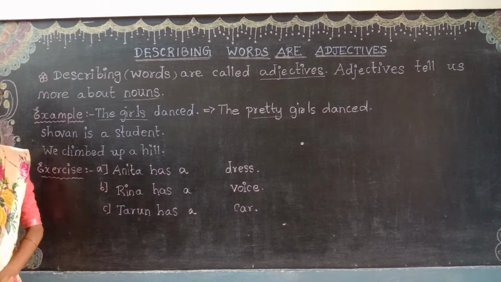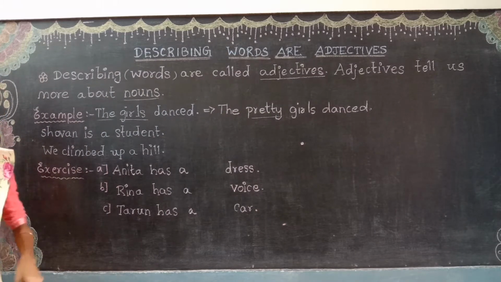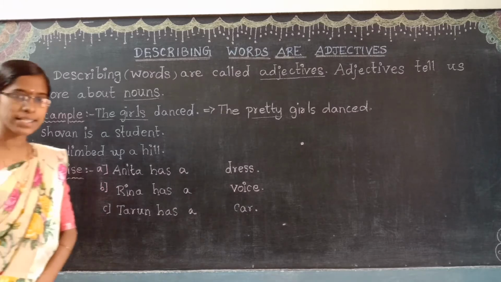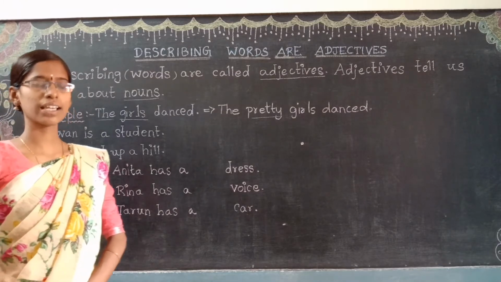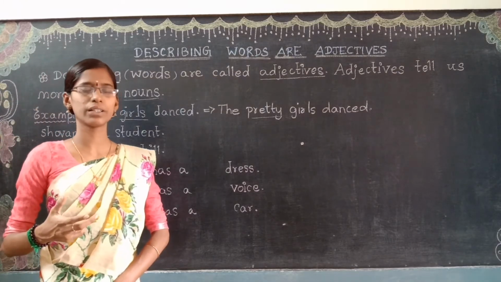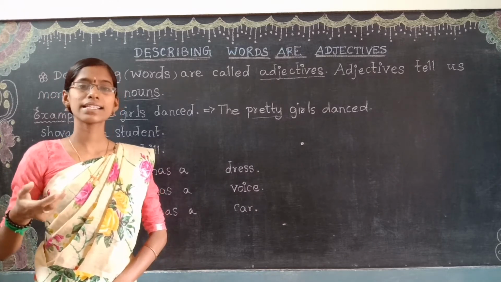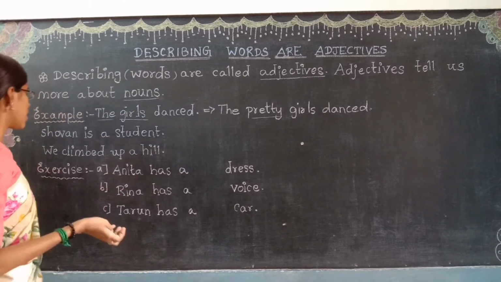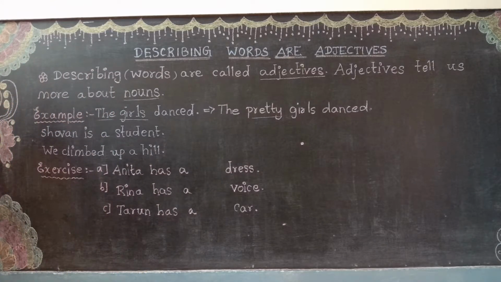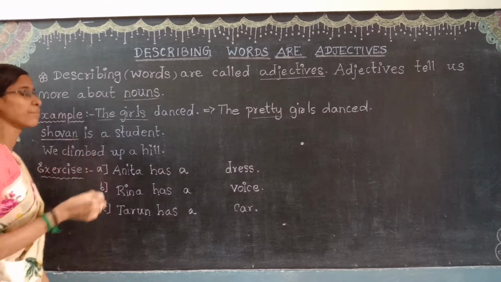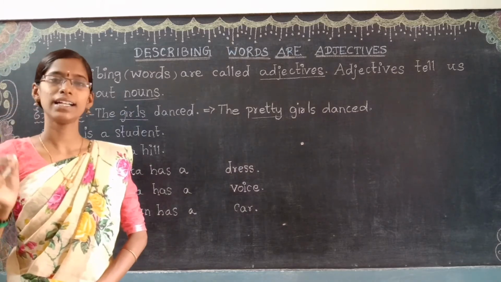What is the next sentence given here? Shovel is a student. So here we can add any adjective word like he is a good student, or he is smart, or he is a bad student, or likewise. So here you have to identify the noun. What is the noun here? Shovel. Shovel is a noun.